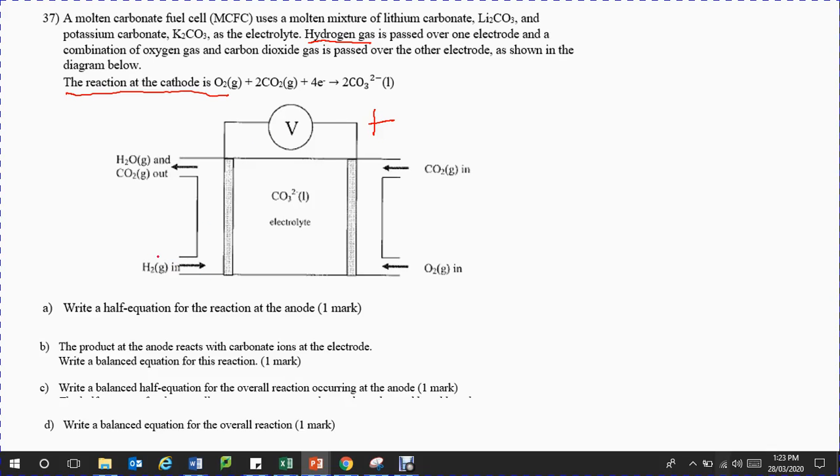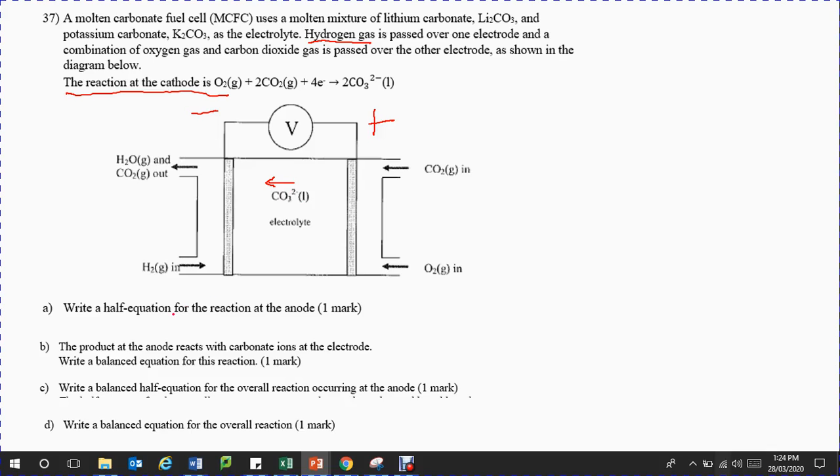Then this other electrode must be the anode, which is negative, where the hydrogen gas is coming in. And I've got my electrolyte, a carbonate ion, which is negatively charged, so I know that an anion will be attracted to the anode. So I know the ions will flow towards the anode in this fuel cell. Then I'm going to start looking at the questions.